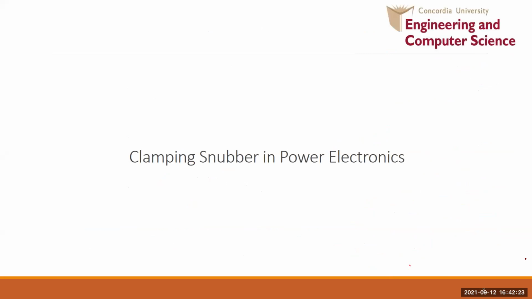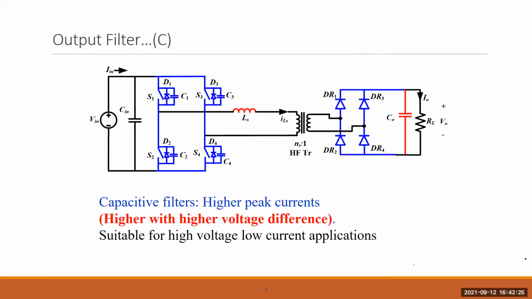Okay, now let us see the snubbers requirement. So in power electronics, right now we were just talking about filter. Filtering is very important. So this is a DC to DC converter. Okay, and we can see that this is a capacitive output filter.